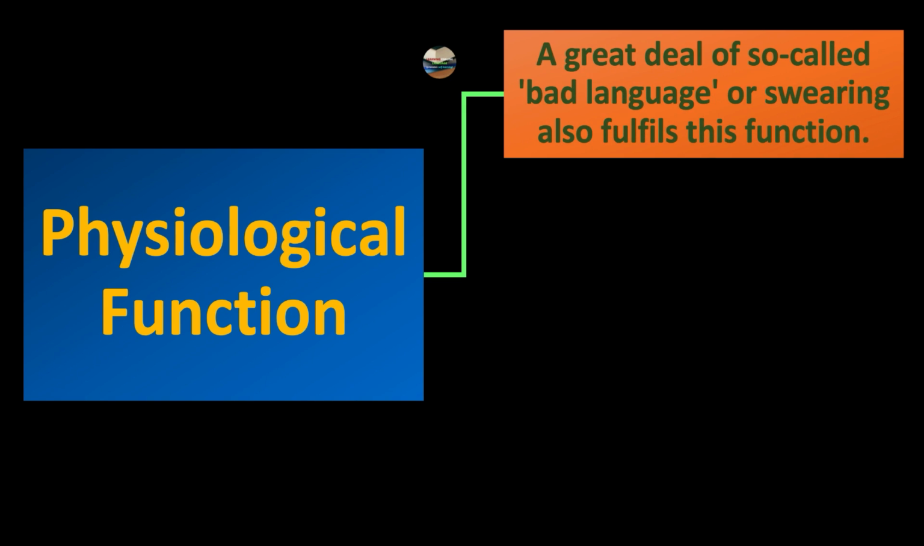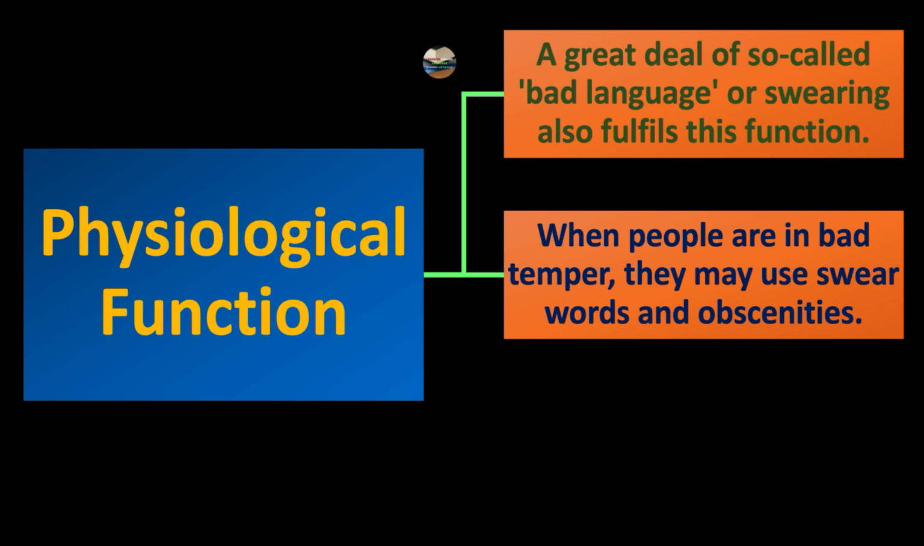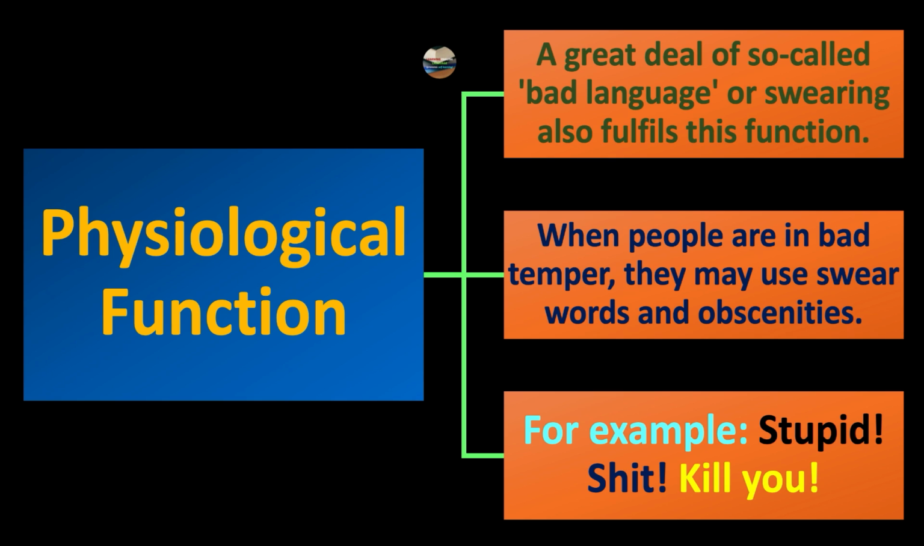We have some more ideas about physiological function of language. A great deal of so-called bad language or swearing also fulfills this function. When people are in a bad temper, they may use swear words and obscenities. For example, stupid, shit, kill you. And there are so many other occasions where you are angry, you speak such words which are not good, but then you are not in control of yourself and you express those words. So those words of bad language or swearing or wonderful excitement, such expressions come under the category of physiological function.